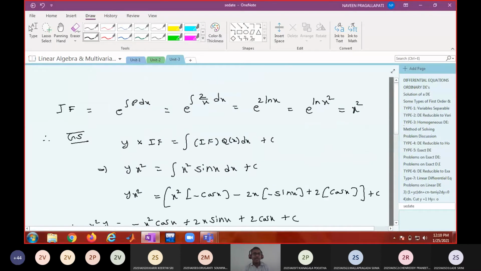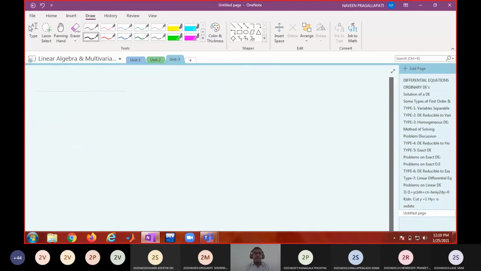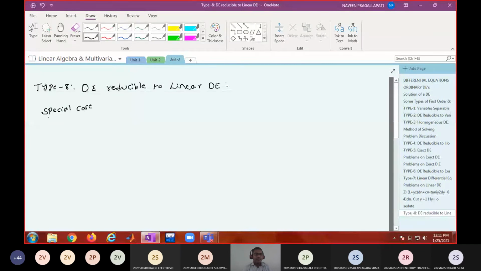So write down the last type. Type 8. DE reducible to linear DE. Okay. Special case.